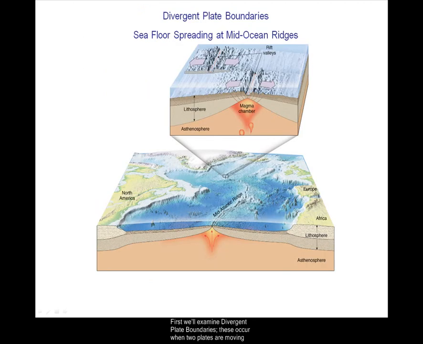First, we'll examine divergent plate boundaries. These occur when two plates are moving apart from one another. We saw this situation in the last video lecture at the mid-ocean ridges where seafloor spreading is taking place. Each side of the ridge is a separate plate, and since the new oceanic crust is spreading away from the ridge in both directions, it is a divergent plate boundary.